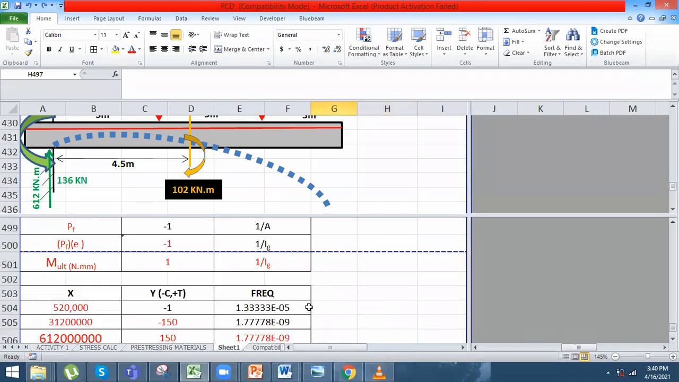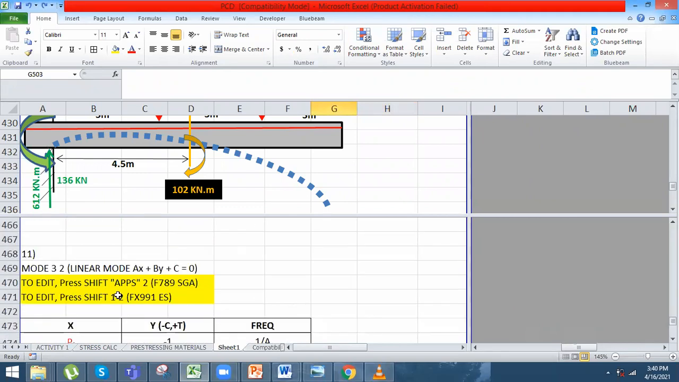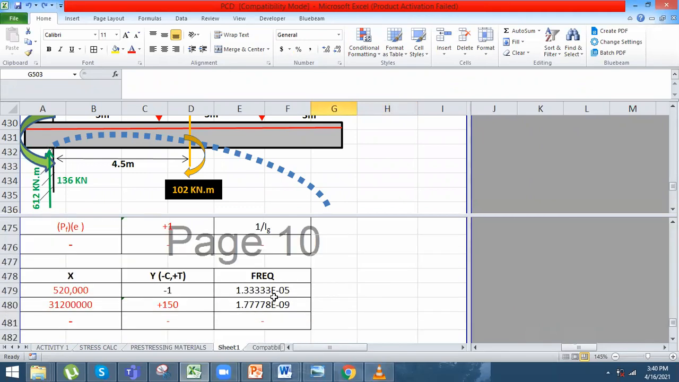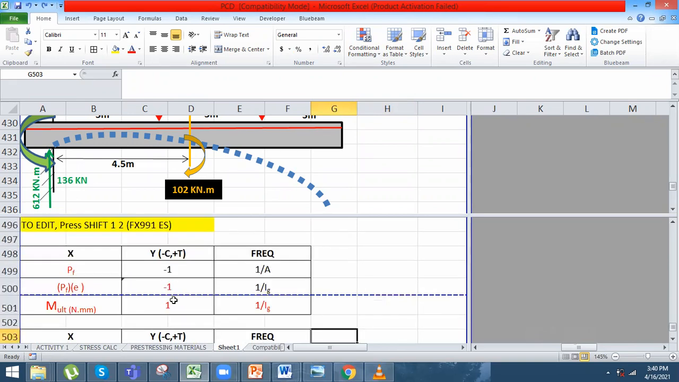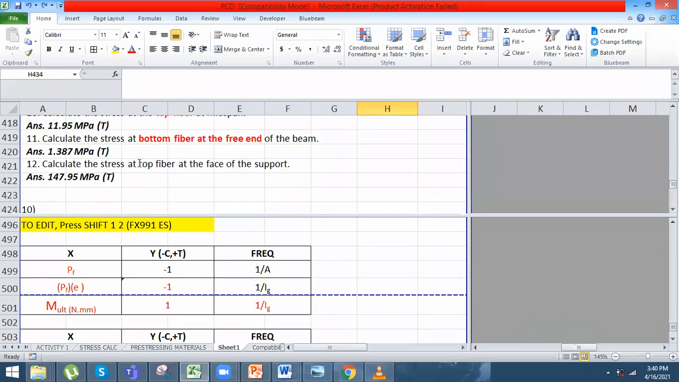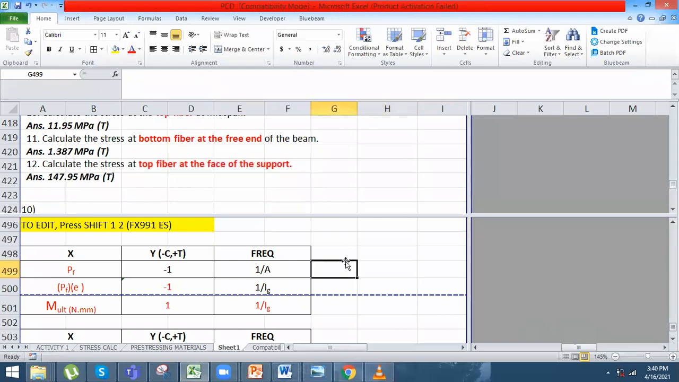So, number 12. Kanina is 11. Ito yung input sa 11, guys. Okay. And ito naman sa 12. Okay, edit lang natin. So, pinapa-analyze niya for number 12 is top fiber at the face of the support. So, top fiber yan, guys. The face of the support. Okay. So, top fiber at the face of the support.